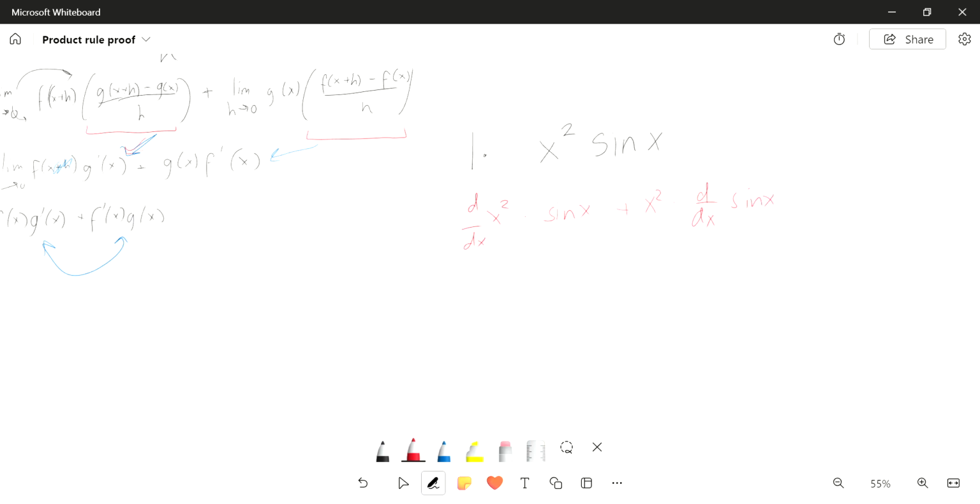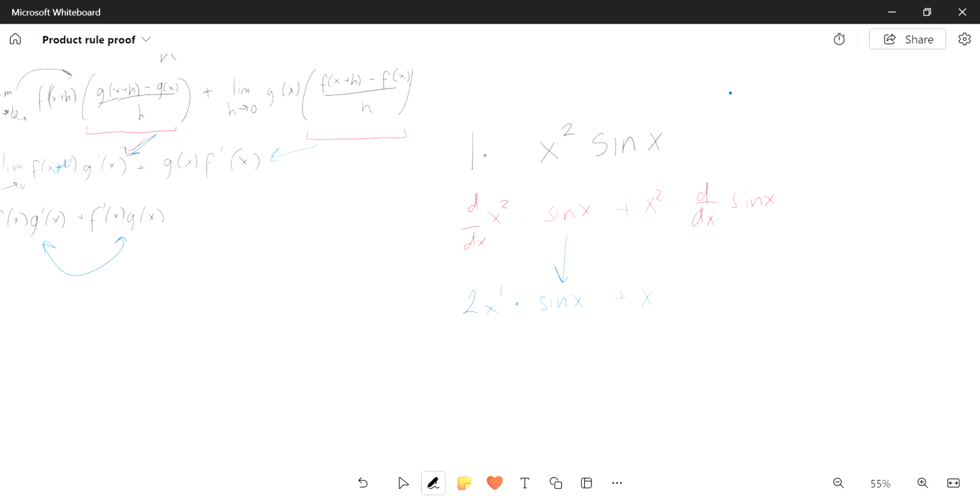And if you recall from previous videos, we have the power rule. So if you have anything like x to the power of n, you take this exponent down here and then decrease the exponent of x by 1. So that means for x squared, it would be 2x to the power of 1. And then the sine x stays the same over here.